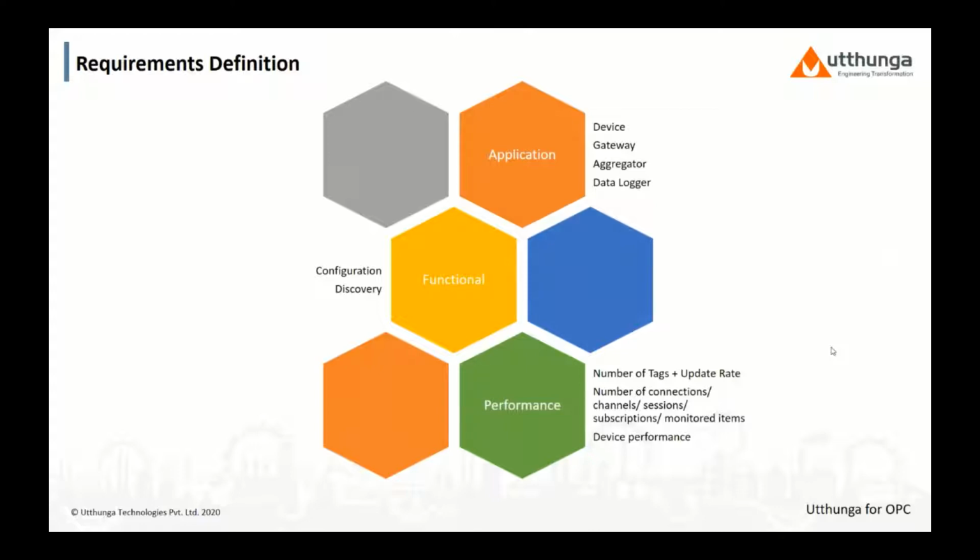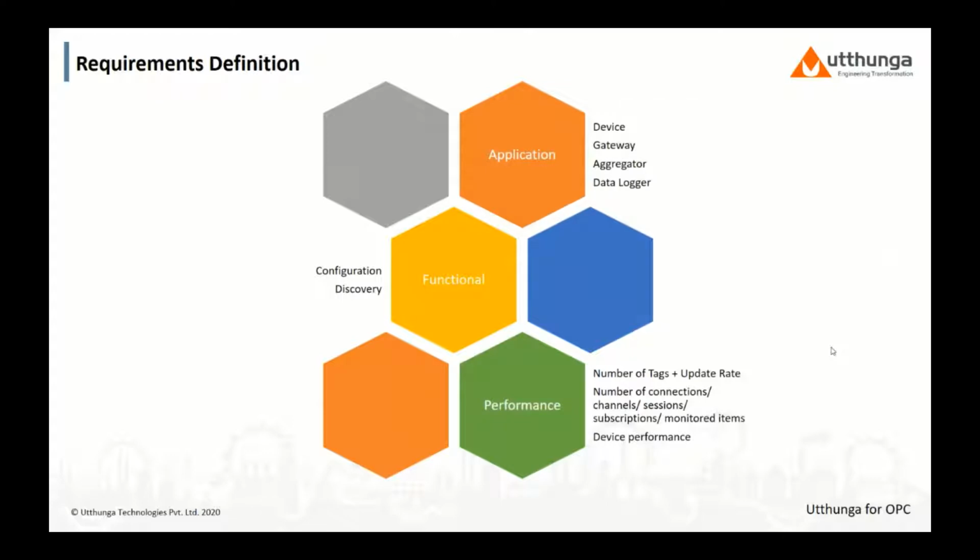And again, the performance requirements based on the application, the requirements related to number of tags, and then the update rates for that specific number of tags, and different number of connections that it should support at a given point of time, and different subscriptions, and in each subscription how many sets of monitored items should be supported. So these all become your performance requirements. So subscription is nothing but a collection of monitored items. Monitored items are basically tags. So in a subscription, you will define that for all these monitored items, I need to have an update rate of 1 second or 500 milliseconds and so on.